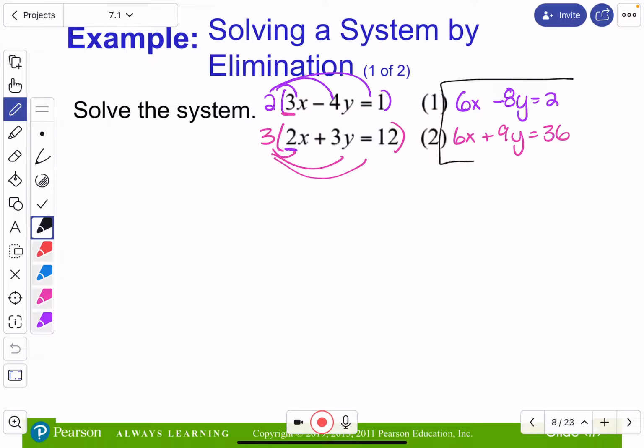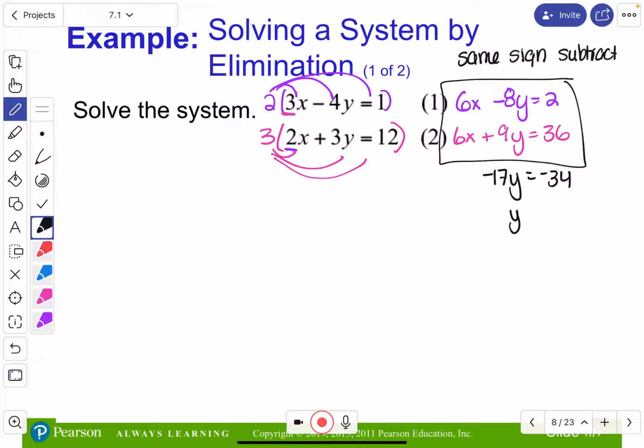Now, when we get to this point, we want to eliminate the x's. To be able to do that, they have the same sign, so we have to subtract the equations. So 6x minus 6x is 0. Negative 8y minus 9y is negative 17y. And 2 minus 36 is negative 34. So the same sign, subtract. That means if the variable we're eliminating has the same sign, we subtract everything. Otherwise, we add everything.